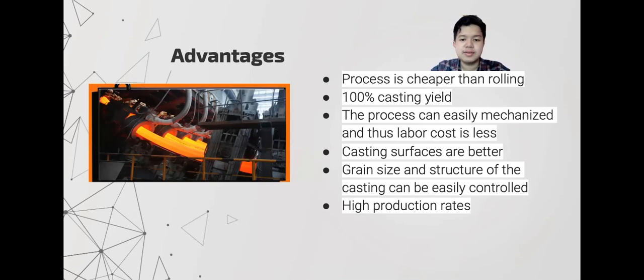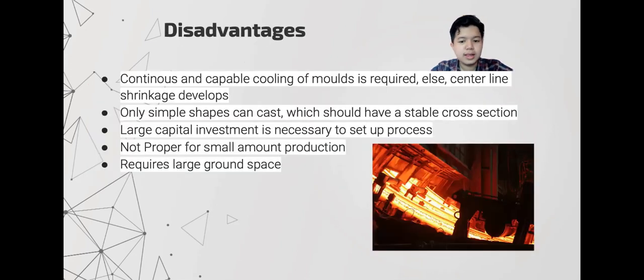Another advantage of CCM is this process is cheaper than rolling. It's 100% casting yield. The process can easily mechanize, and thus labor cost is less. Casting surface are better. The grain size and structure of the casting can be easily controlled, and it has high production rates. While it has so many advantages, CCM also have some disadvantages.